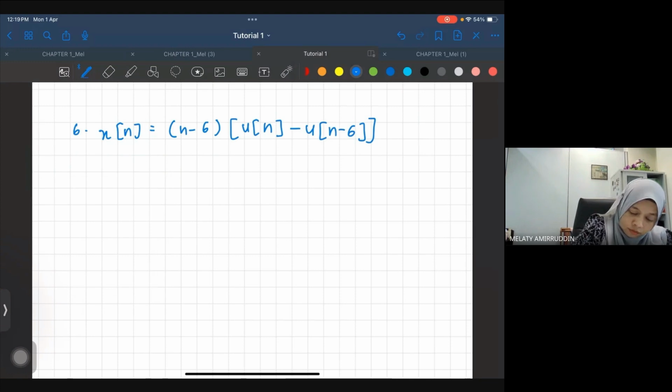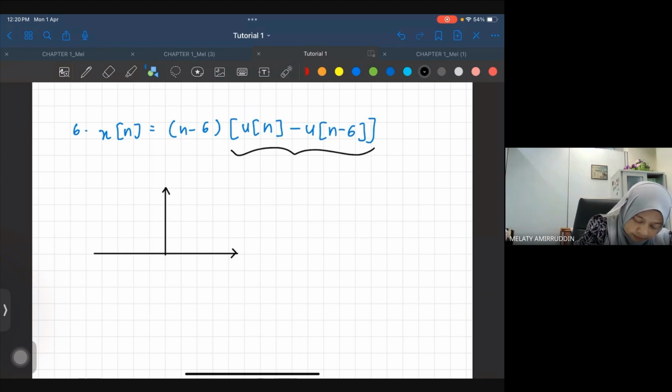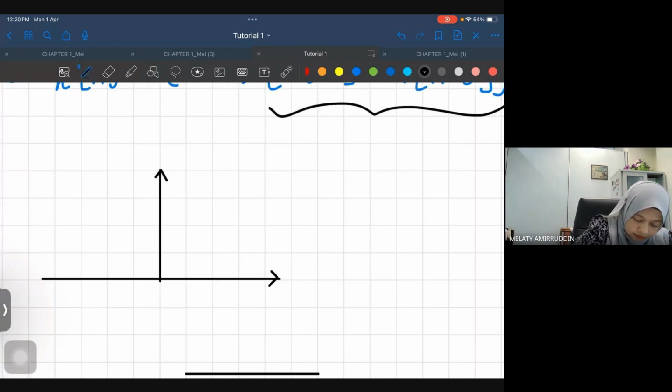Okay. So first you need to solve this problem. Draw u[n] and then minus u[n - 6]. So the first one, u[n] signal. This is n. This is 0. The u[n] signal amplitude is 1.